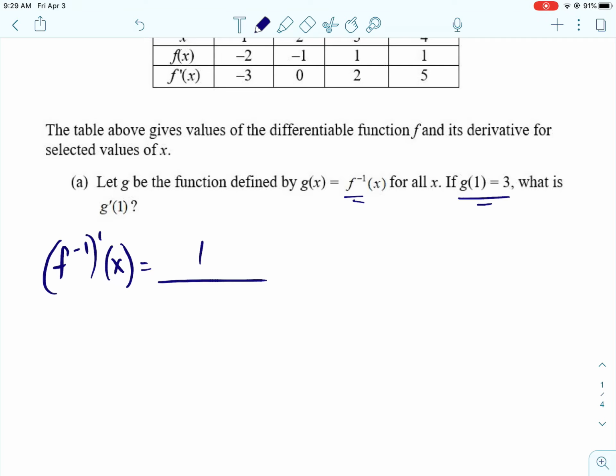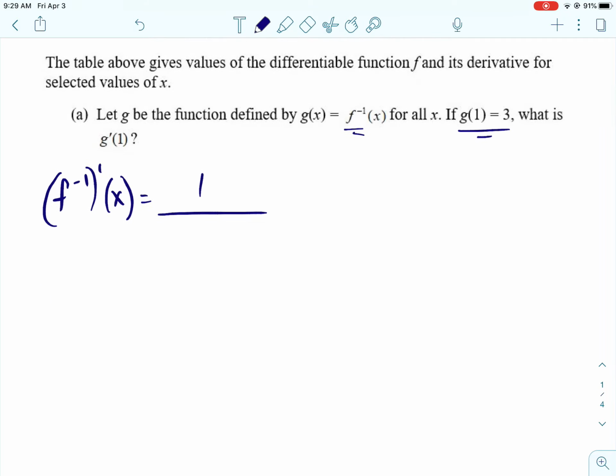So I am going to write down the formula for finding the derivative of an inverse. This is one you guys seem to remember really well, but it doesn't matter because you'll be able to look it up. But if you remember it, then it'll save you some time. So we do 1 over f prime of f inverse of x.